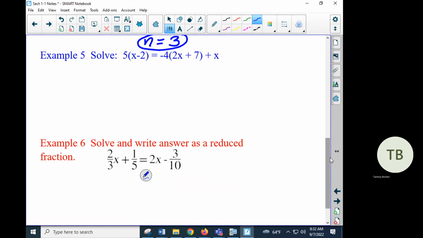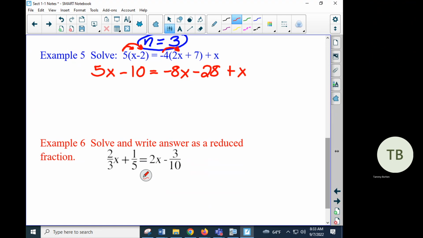Okay. Now this one here, when you see parentheses like that, the first thing you're going to do is distribute through those parentheses. So if you remember from algebra, distributive property, you would go 5 times x, which is 5x, minus 5 times 2, which is 10. Then we'd go negative 4 times 2x, which is negative 8x. And then a negative 4 times 7 is negative 28. And then we have this plus x added on that we have to deal with.